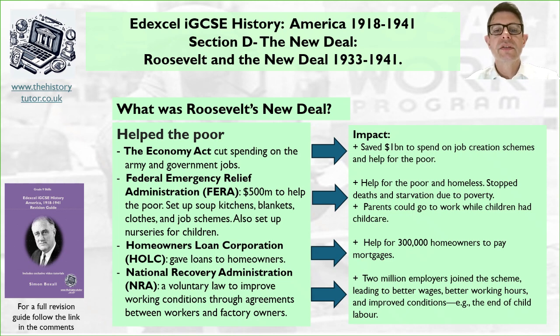Federal Emergency Relief Administration gave $500 million to help the poor, set up soup kitchens, blankets for the poor, clothes, job schemes, and also set up nursery programs for children. This helped the poor and the homeless stop deaths from starvation and poverty. Also, it set up a scheme where parents could put their children into nurseries and think about going to work.